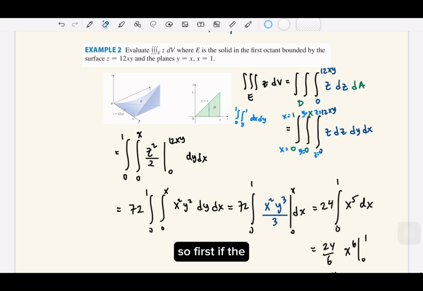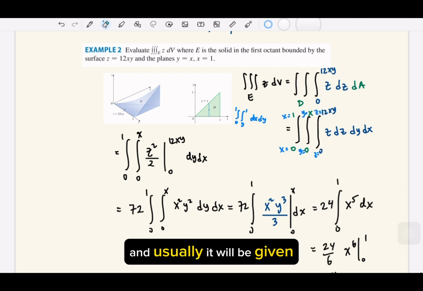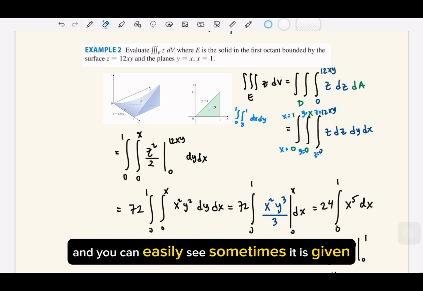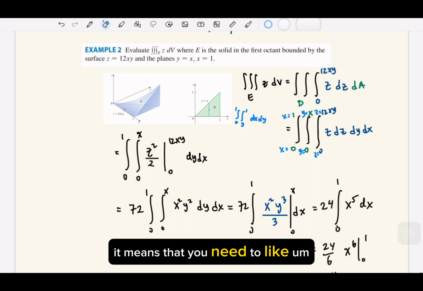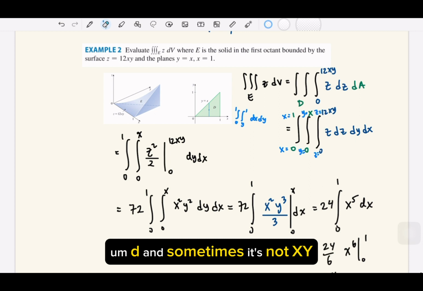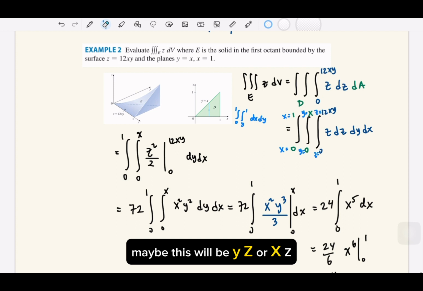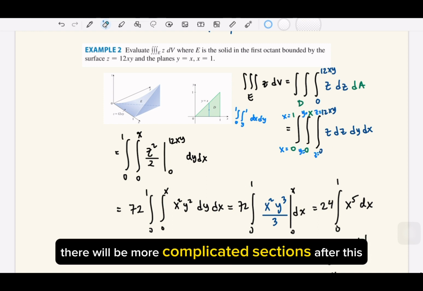So first, the question already given you the surface, right? And usually it will be given, and you can observe directly the surface. For example, this is the first surface of function of x1. Okay, and you can easily see. Sometimes if it is given you as function of yz, it means that you need to check the d. And sometimes it's not xy, maybe this will be yz or xz, it depends on the question. But you need to draw this first. There will be more complicated sections after this.